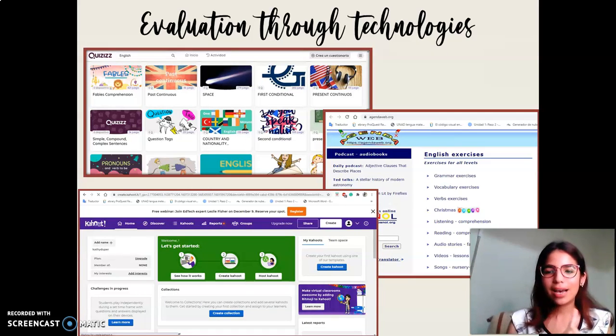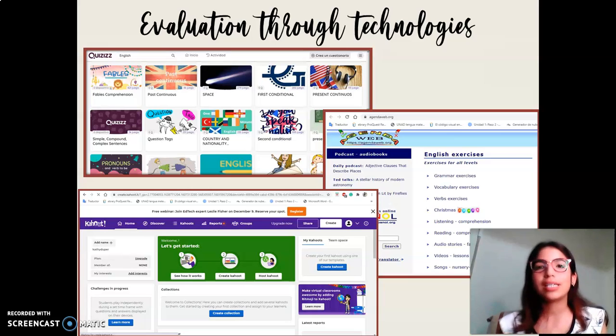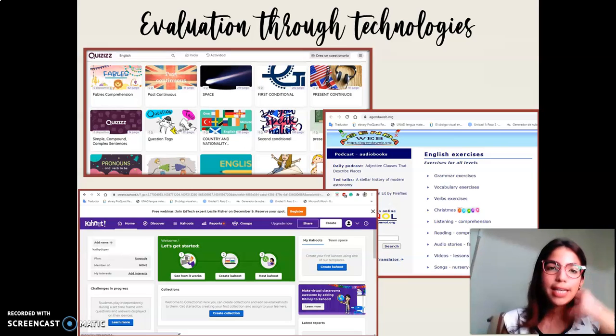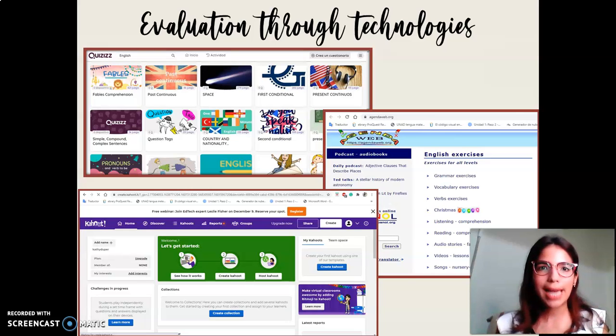But for this aspect, to evaluate the students in a dynamic way, it is also linked with this important topic, which is the evaluation through technologies. We have several tools such as quizzes, Agenda Web, Kahoot, and those platforms and web pages are so useful to the students because they help them to learn, but at the same time to practice what they have been learning during the class.